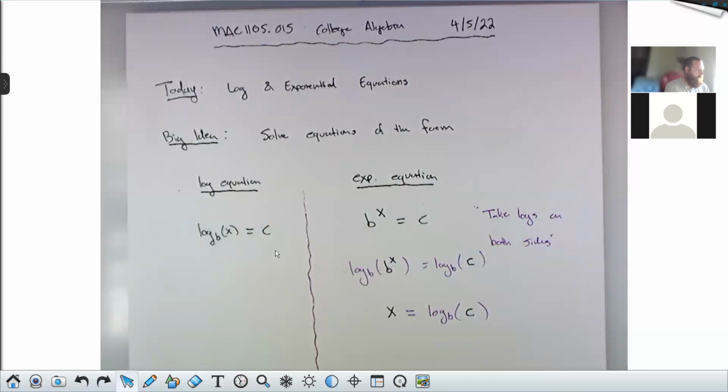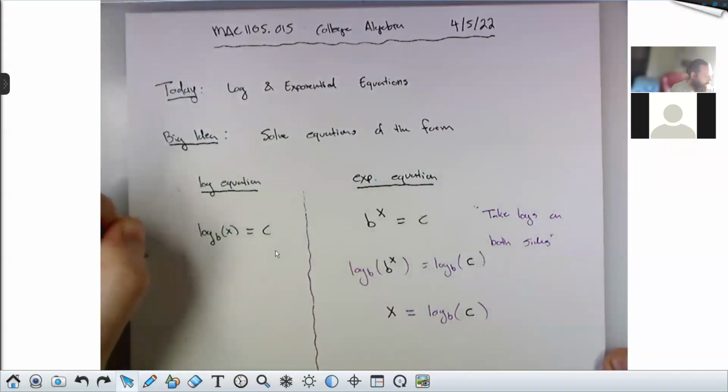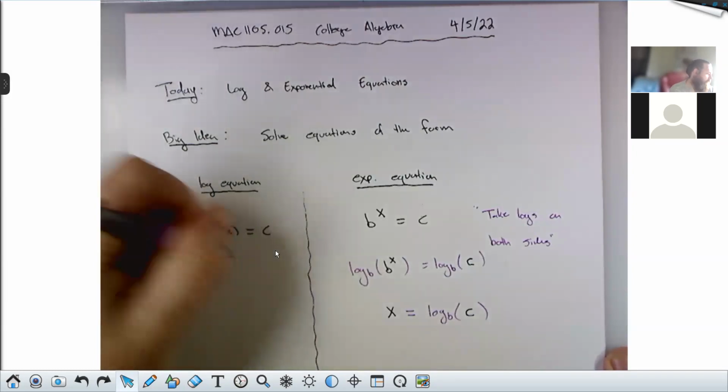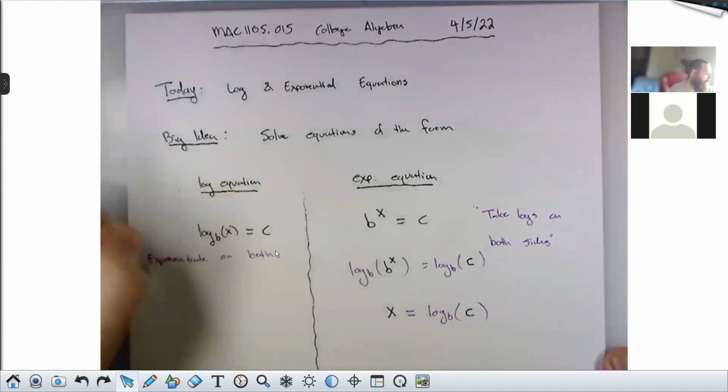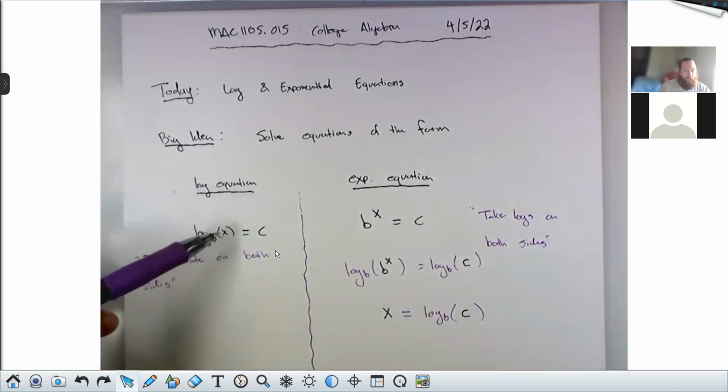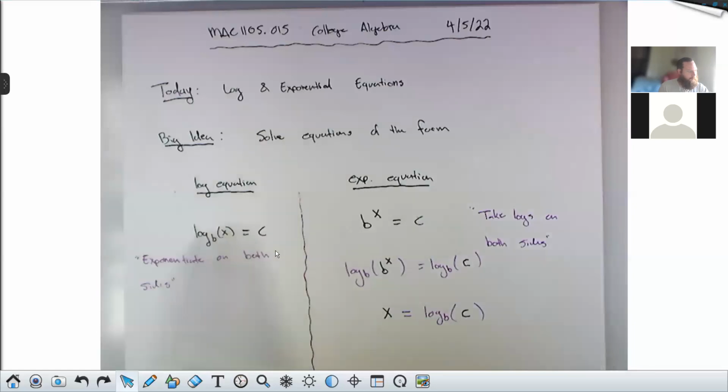The new operation over here is to exponentiate on both sides. So to solve an exponential equation, you take logs. To solve a logarithmic equation, you exponentiate. The idea is to do whatever undoes the thing that's hiding your variable. Here, the variable is trapped inside the logarithm. Here, the variable is trapped inside the exponential.